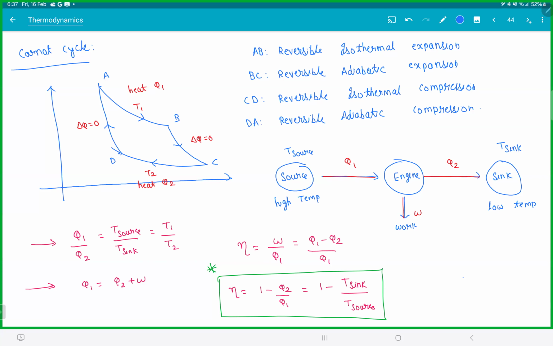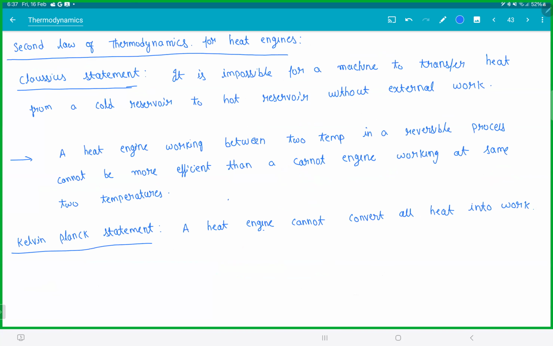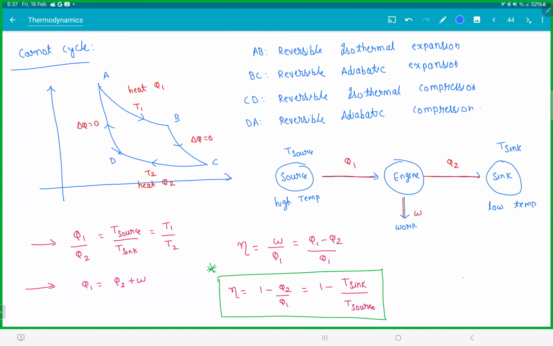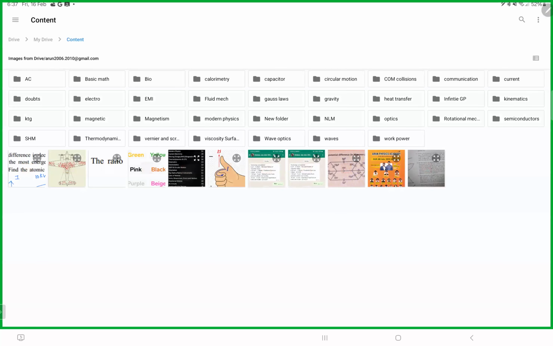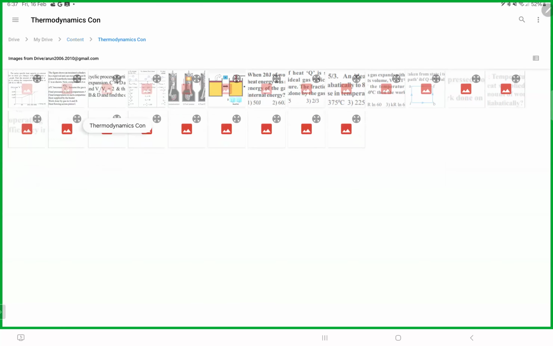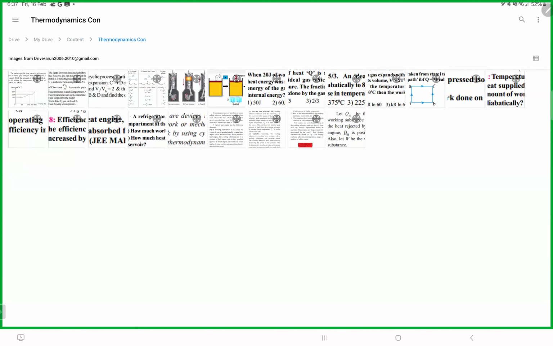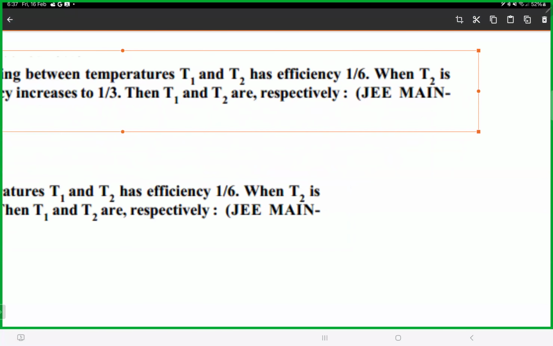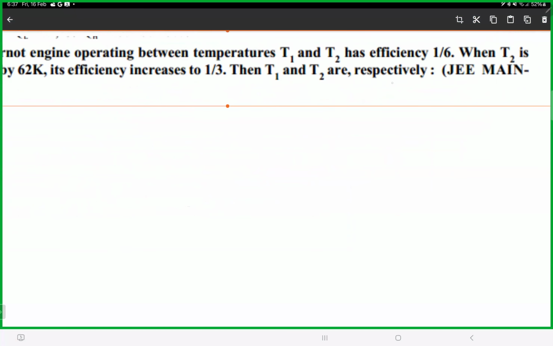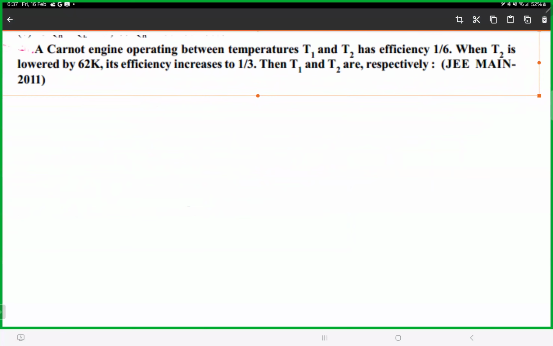Let's see. Previous page here. Let's see a question. This is a 2011 question.